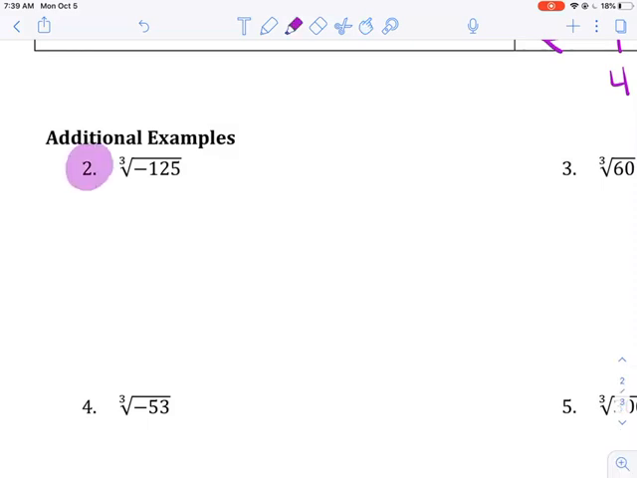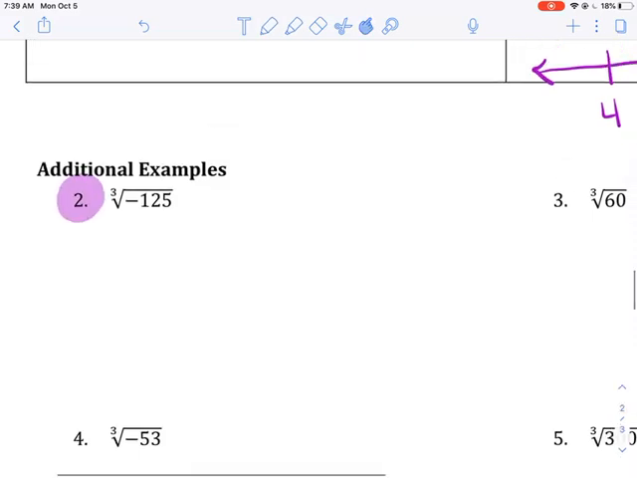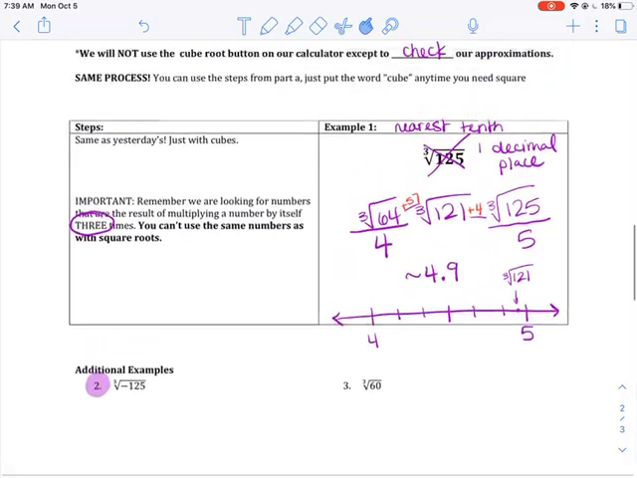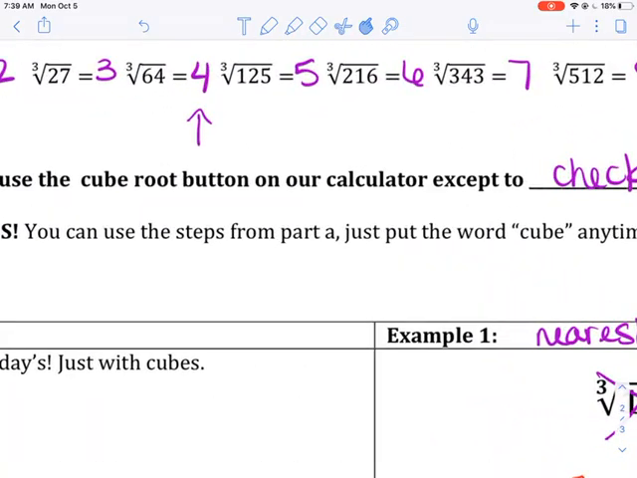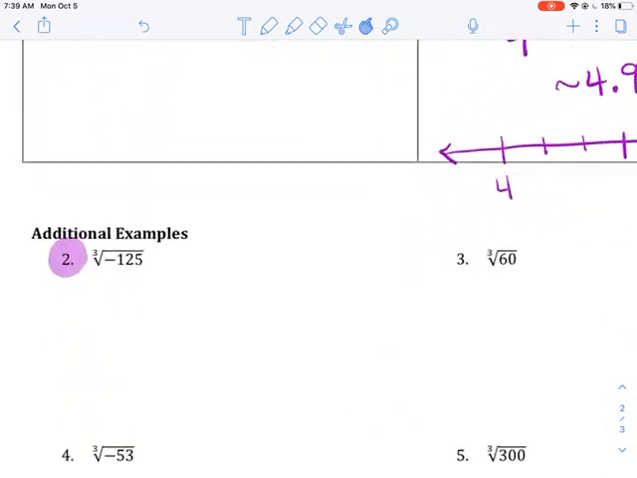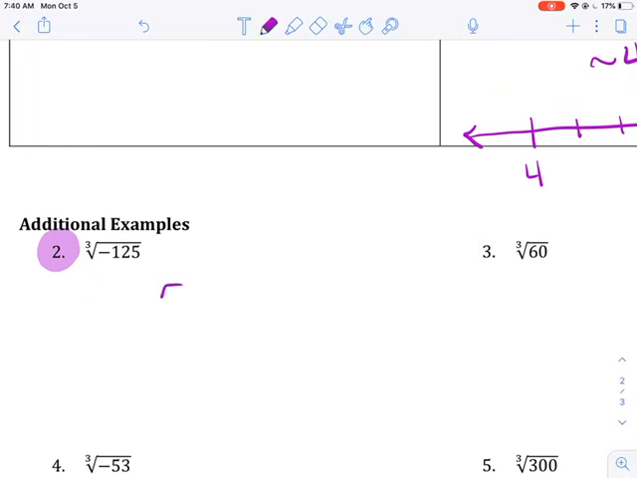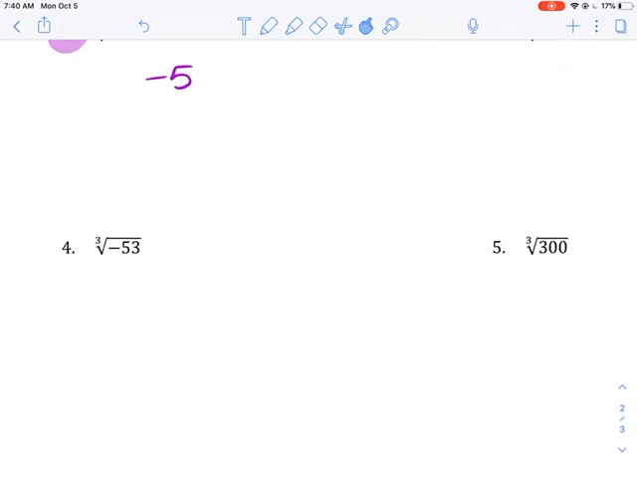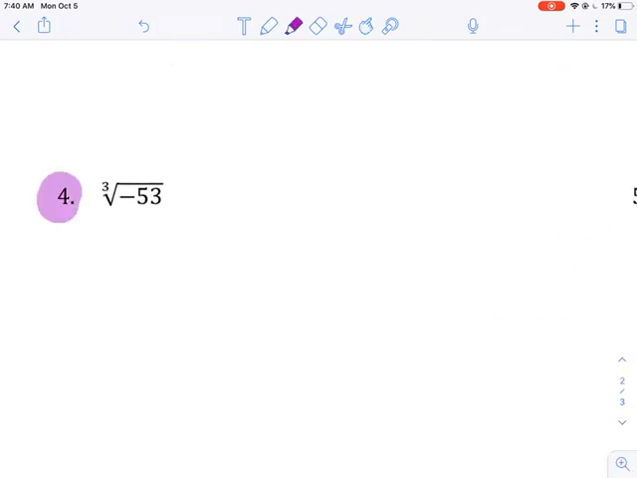Now 2 is a perfect cube root. If you look up here, 125 is up here. Ta-da! So we know it's going to be 5. This guy is negative, so we're just going to make it -5. Number 2 is super easy. If you have a perfect cube, don't even do the whole find one below, find one above, just write what it is. Okay, we're going to do 4.